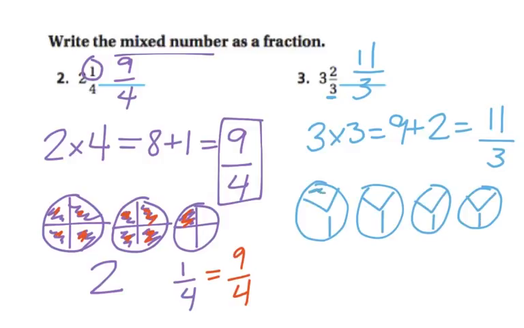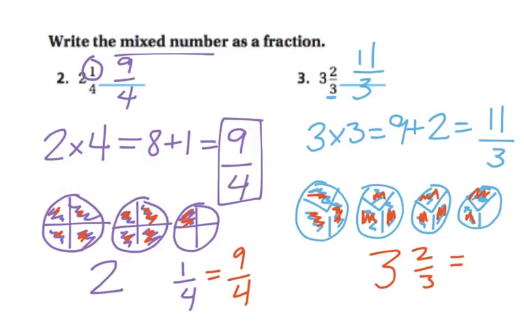And in your visual, you would have filled in 3 holes, and then 2 of the remaining one would have been filled in, not all of them. And then when you added them, you would have had 1, 2, 3, 4, 5, 6, 7, 8, 9, 10, 11. Again, the visual was not required, but the visual allowed you to see that 3 2/3 is equivalent to 11/3.